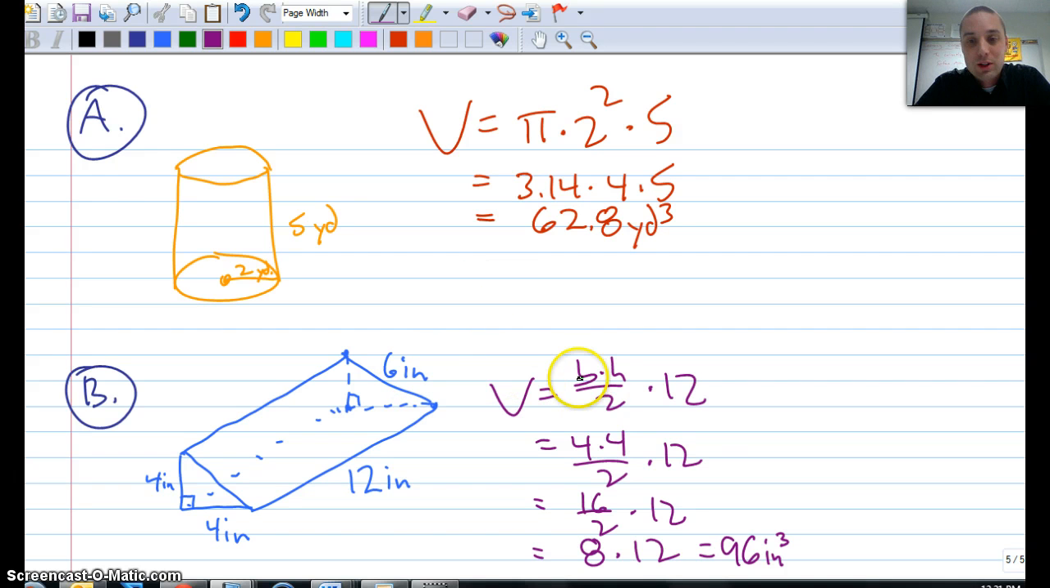The triangular prism, you should have taken base times height divided by 2. This is an isosceles right triangle, the base and the height are both 4, so 4 times 4 divided by 2, times the height of the prism, which is 12. 6, kind of like our other example, not used, it's the hypotenuse. So 4 times 4 is 16, half of 16 is 8. 8 times 12, 96 inches cubed.